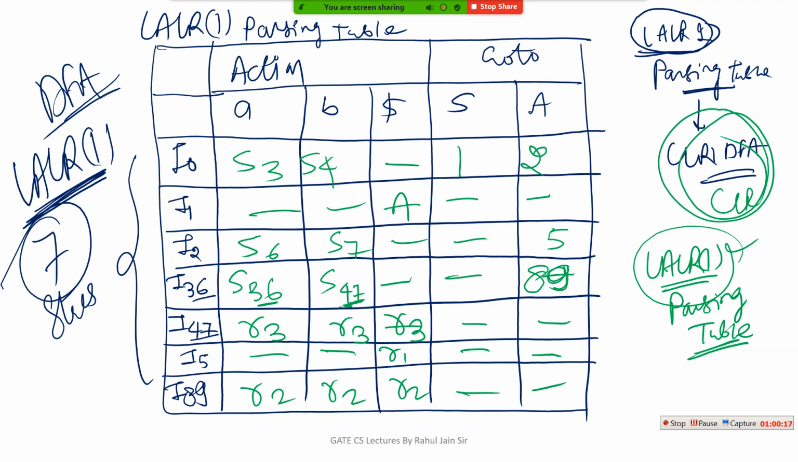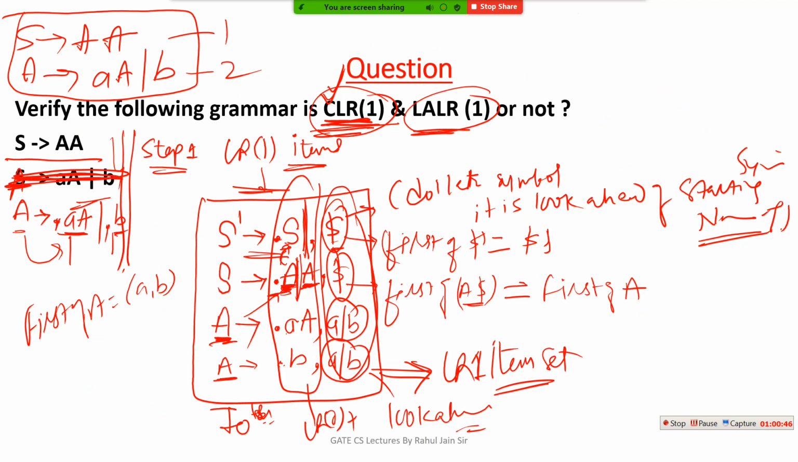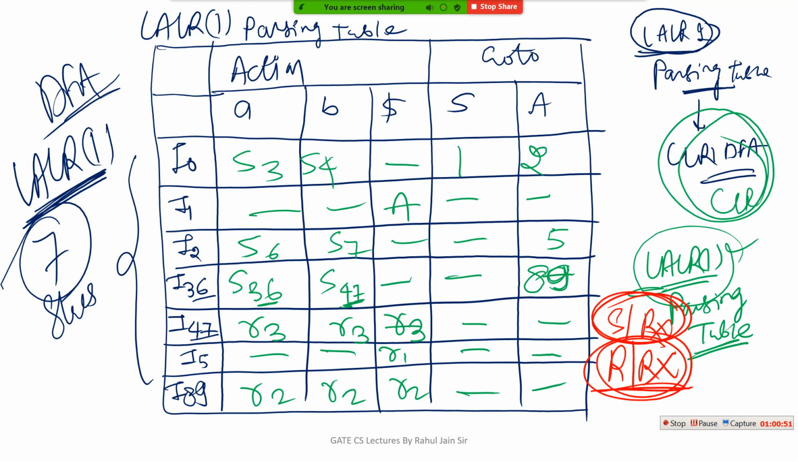Very good. Now, I am concluding one important point. In this LALR1 parsing table, there isn't any reduce conflict, and there isn't any shift reduce conflict. That is why this grammar is CLR1 as well as LALR1, because there is no shift reduce conflict and no reduce conflict.